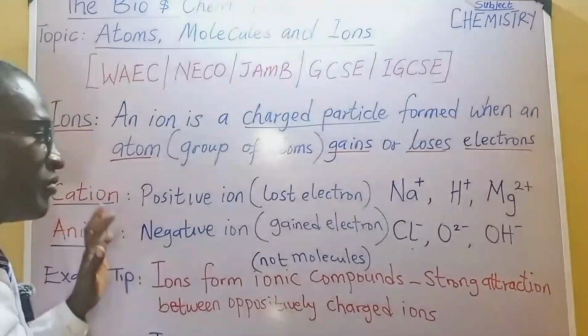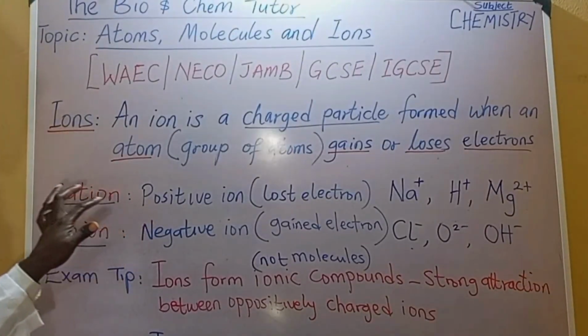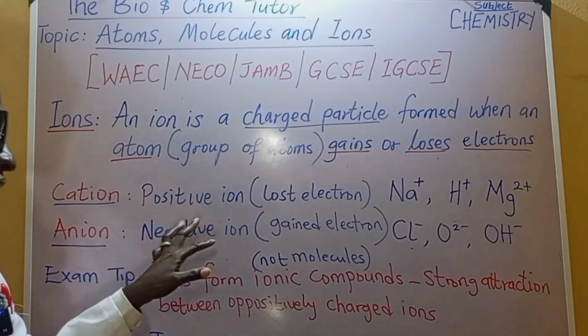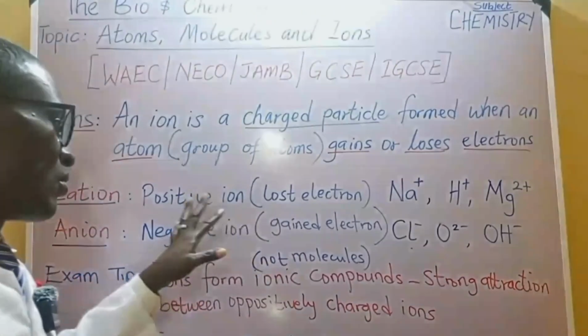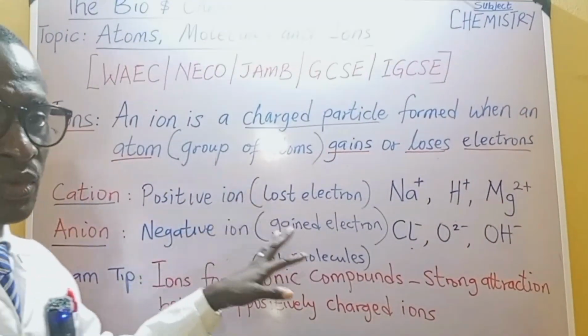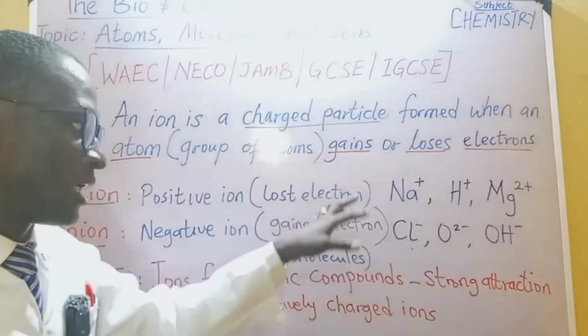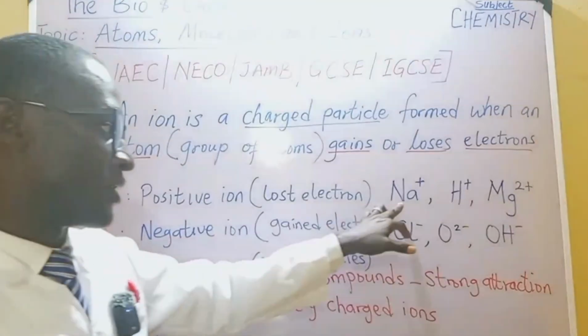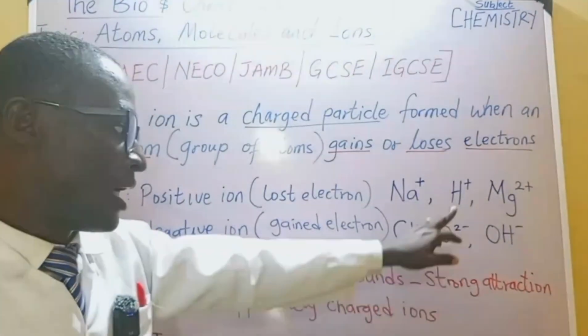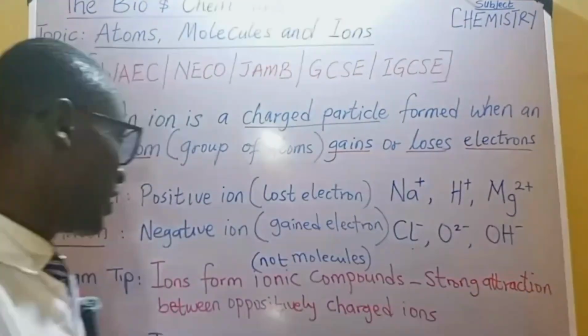Now we have 2 main types, the cation and the anion. The cations are the positive ions. They are the ones that are formed when electrons are lost. When electrons are lost, a cation is formed. An example is sodium ion, hydrogen ion, magnesium ion.